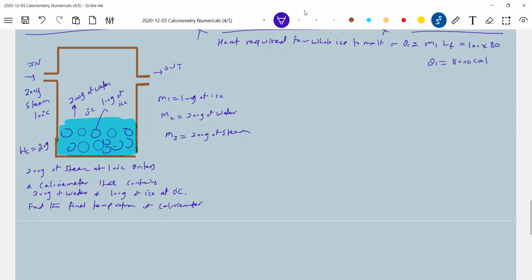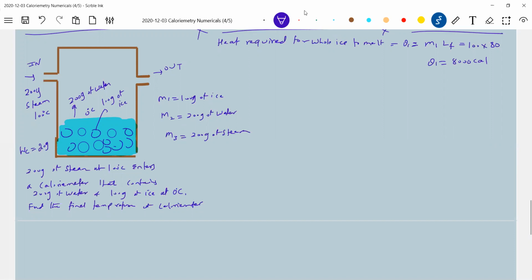Either you should assume one situation: let the final temperature of the calorimeter be 100, calculate the heat required. Is that much heat provided by the condensation of steam? That's what we have to do. Does all the steam condense or not?